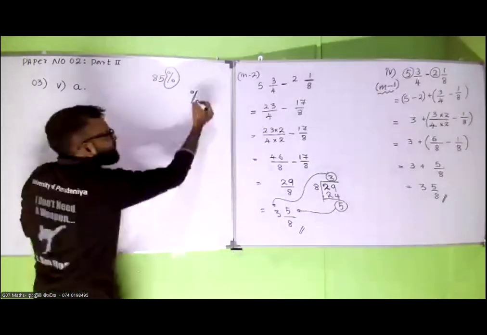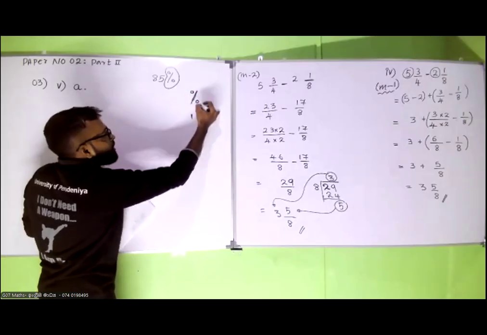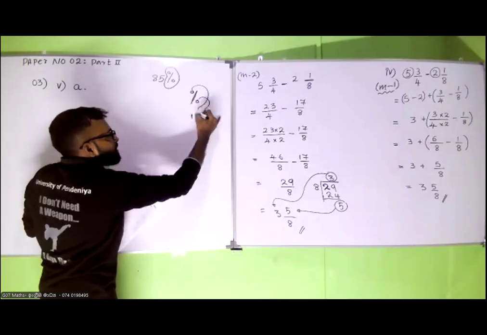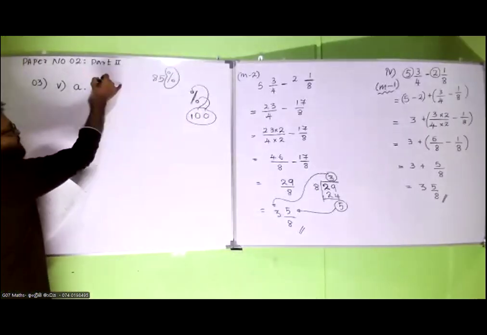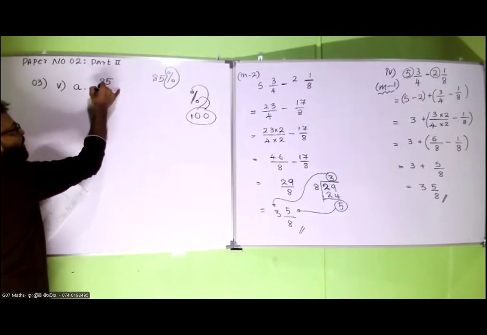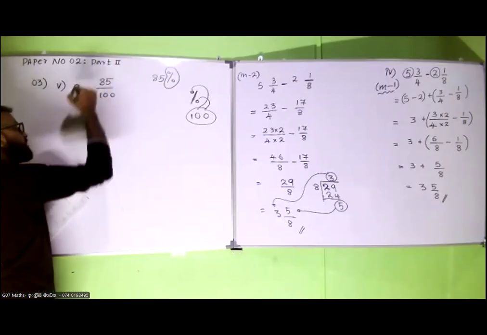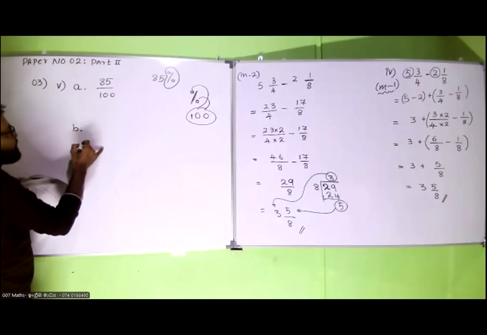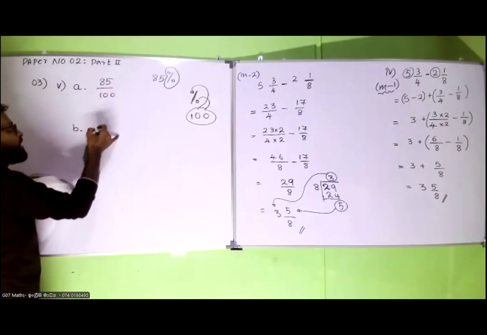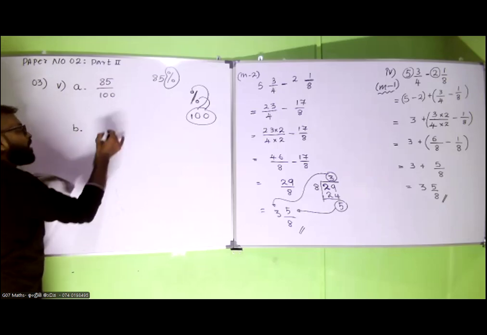Yeah, so that means this stroke is your 1, and this is your 0, and this is another 0. 100. Percent means 100. Right? So numerator is 85. Denominator is 100. So this is your fraction. And part B, they are asking to write down this fraction as a decimal.